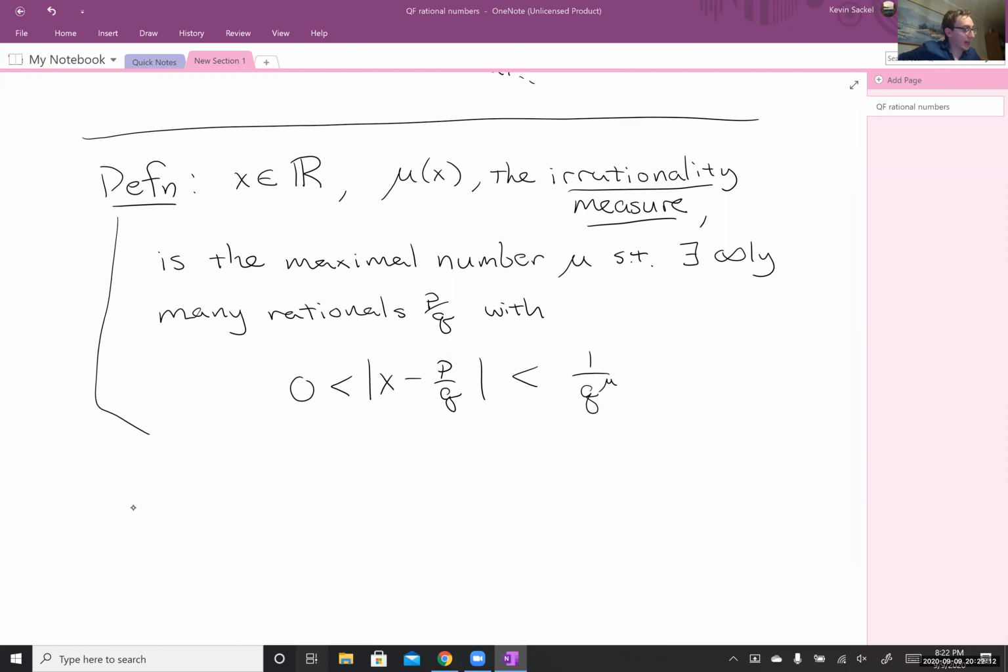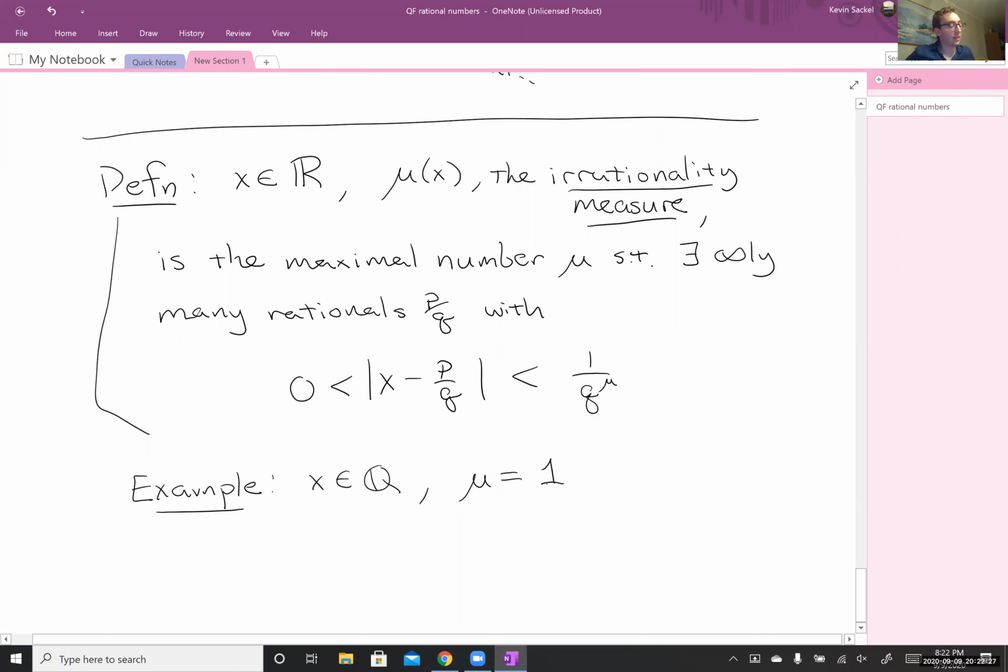So, just as an example, if x is rational, then mu equals 1, right? And you might say, well, rational numbers are perfectly approximated by rational numbers, but it's a convention to include the 0 as less than symbol here. That's just a convention.